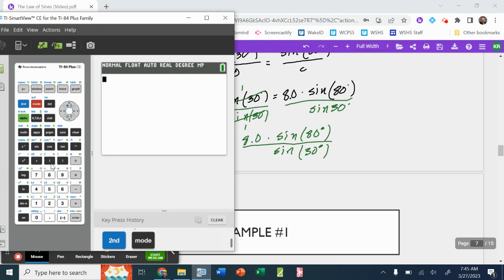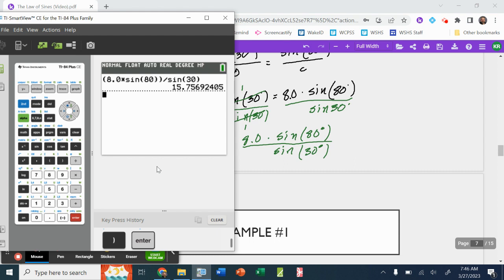So now let's go ahead and figure out what side C is equivalent to, or approximately at least. So I'm going to take 8.0 times the sine of 80, and I don't need to put a degree sign with that because I just told the calculator that all of my angles that I put into my trig functions would be in degrees. And so here we end up with 15.75692405. So this is an irrational number.